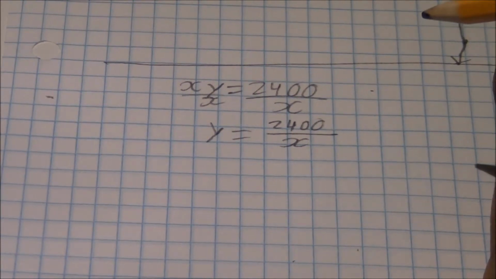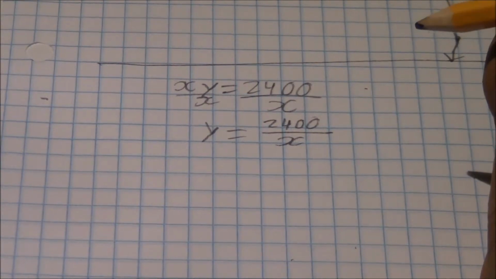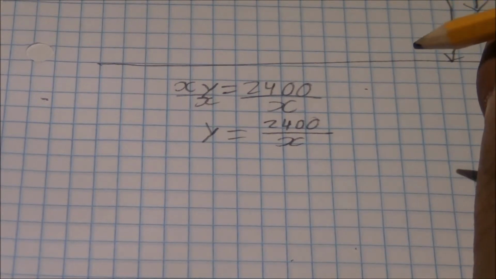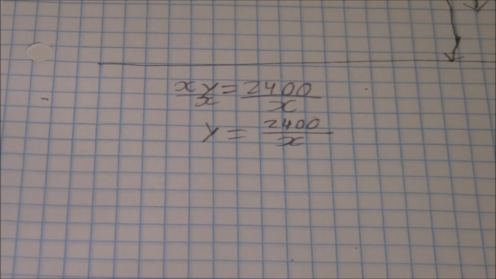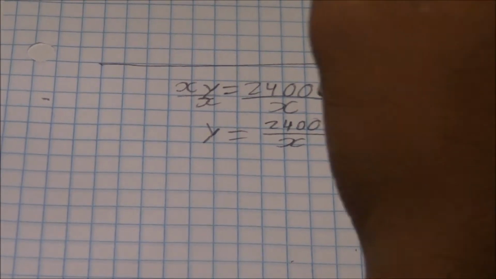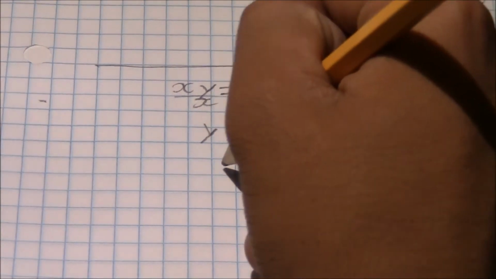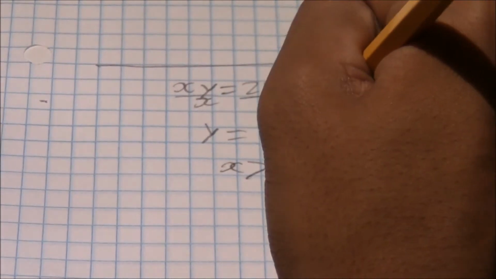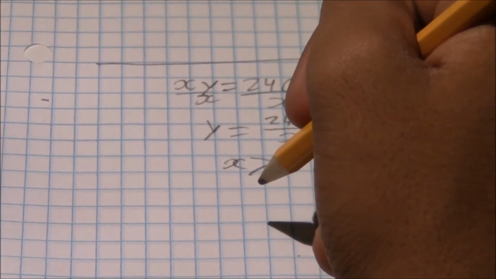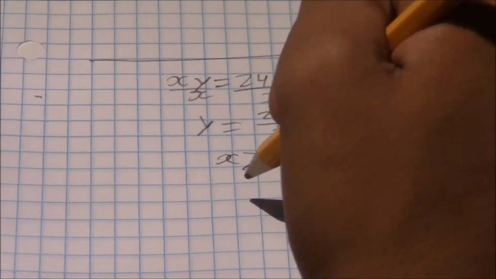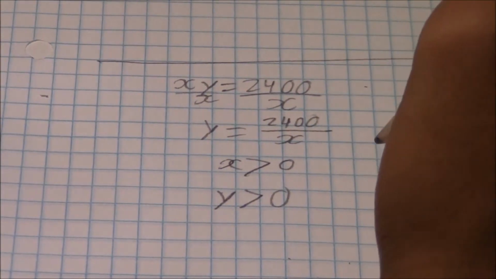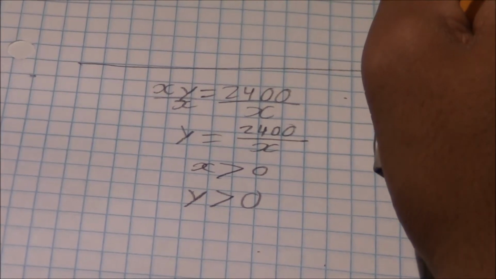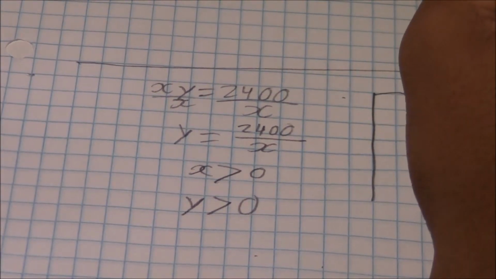Then you have to decide on a reasonable domain and range, because they say that in the problem. So length is never negative, so x can't equal 0, or anything less than 0. So you got x greater than 0. And because x and xy are both positive, y is also positive. So y is also greater than 0. So now you make a table of values. Make it vertical this time.